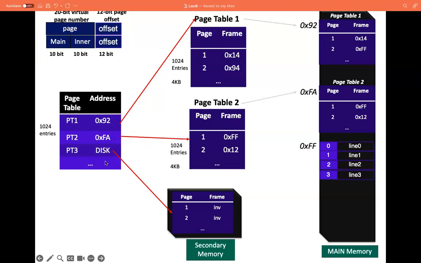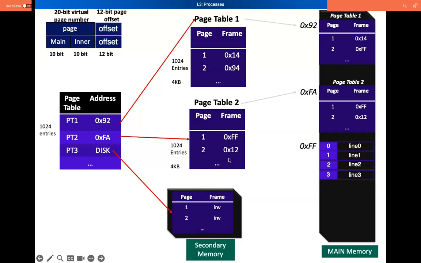So this outer table will also be 1024 entries, which means that it will also cost us 4 kilobytes. What the outer table contains is the addresses of the page tables in the main memory. So it contains the physical address of our page table. For example, this page table 1 or PT1 is at address 92 in the main memory. This PT2 is at FA in the main memory. And this PT3 is on the disk, since it's in the secondary memory.